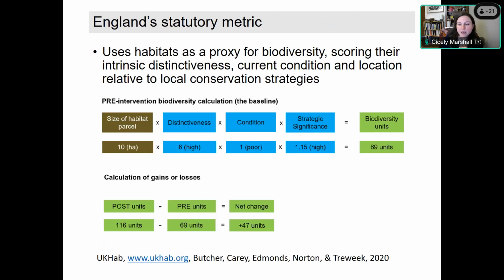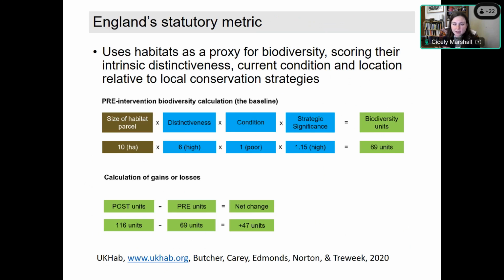England's statutory metric uses habitats as a proxy for biodiversity, and it scores their intrinsic distinctiveness, their current condition, and their location relative to local conservation strategies. Each of those categories carries a standard numerical value, and those are multiplied together along with the area or length of the habitat feature to calculate the number of baseline biodiversity units for all habitat features on site.